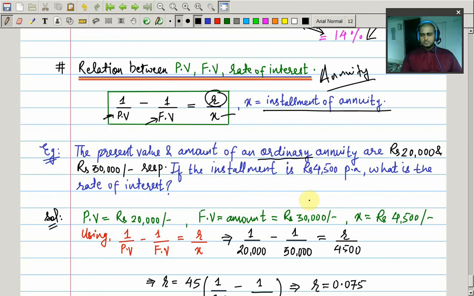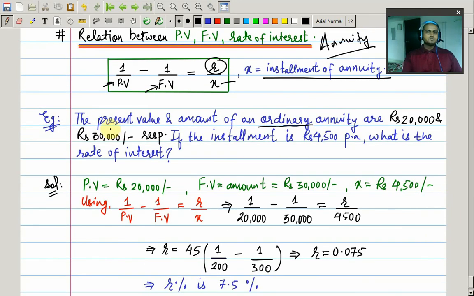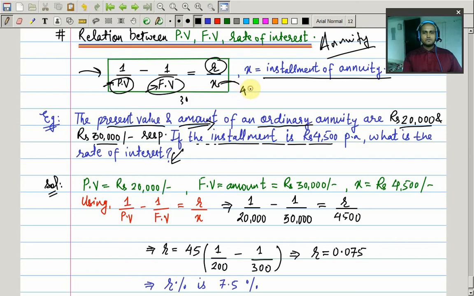So, this question says that the present value, okay, this is the relation between the present value, future value, and the rate. The question says that the present value and the amount, means definitely a future value, of an ordinary annuity is 20,000 and 30,000 respectively. If the installment is 4,500, what is the rate of interest? So present value is given 20,000, future value is given 30,000, installment X is given 4,500.